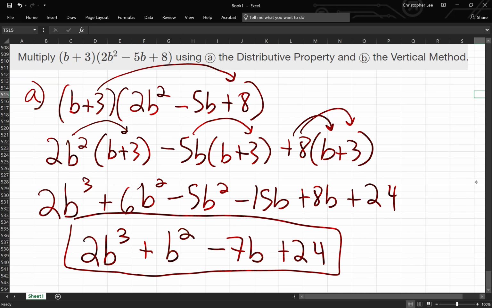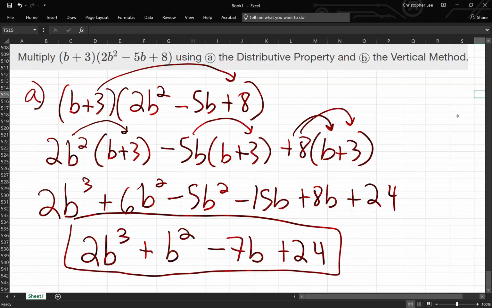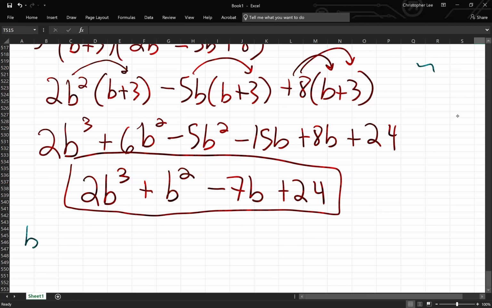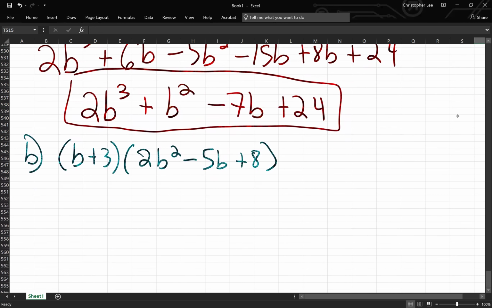All right, let's do this problem again. Just bear with me one second. I got b plus 3 times 2b squared minus 5b plus 8. All right.